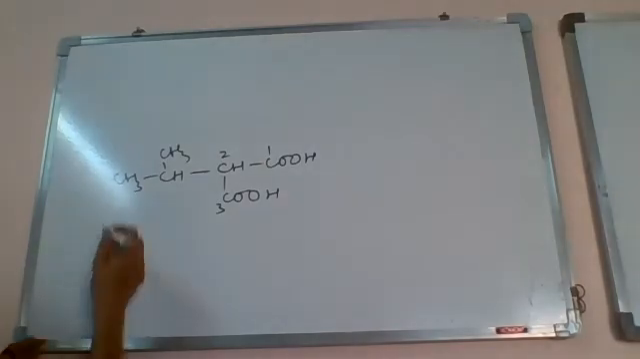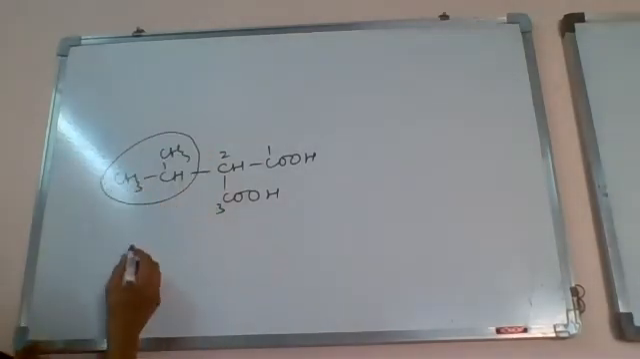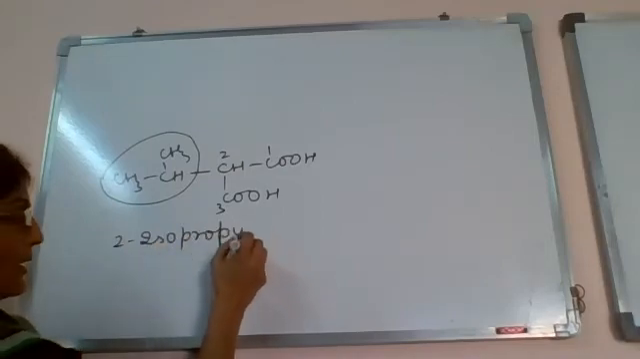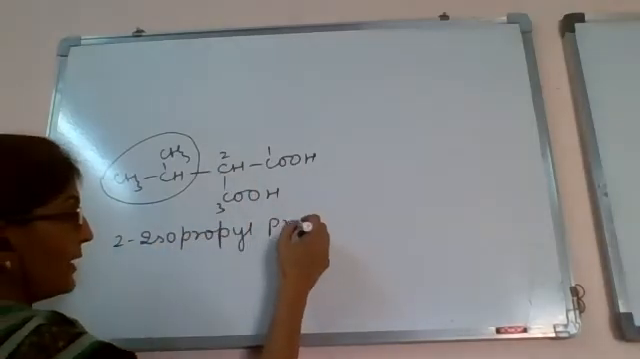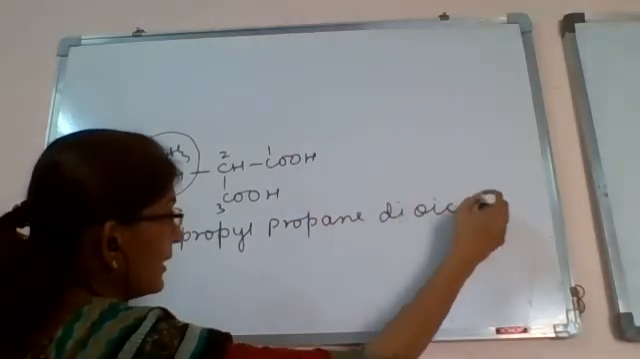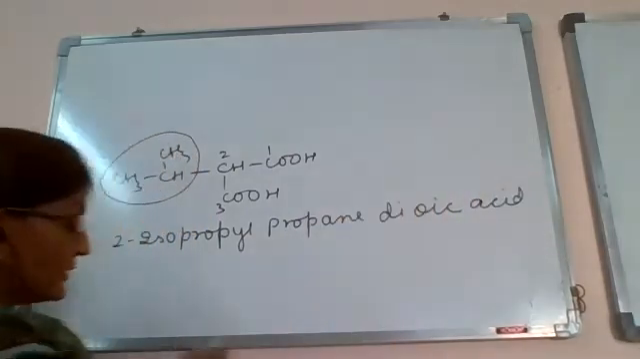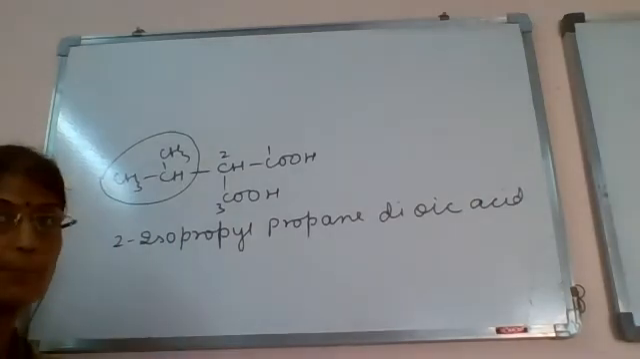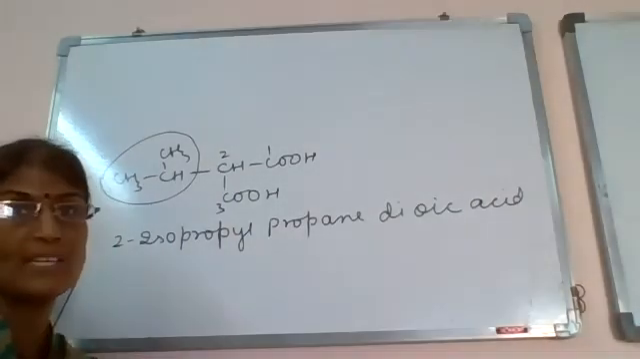So now its name: this group is isopropyl. So 2-isopropyl propanedioic acid. This is the IUPAC name for this compound. Clear? In the last 5 minutes, I'll give you some examples for writing IUPAC names.